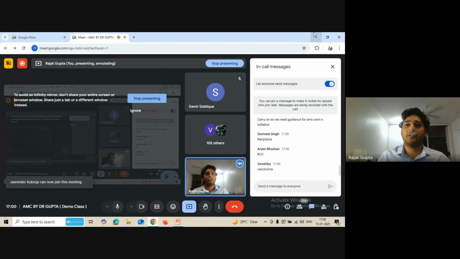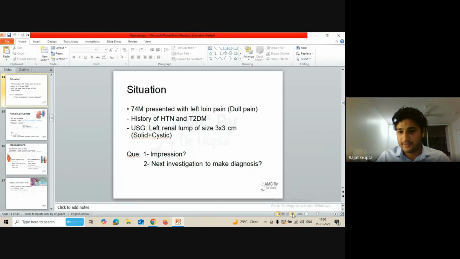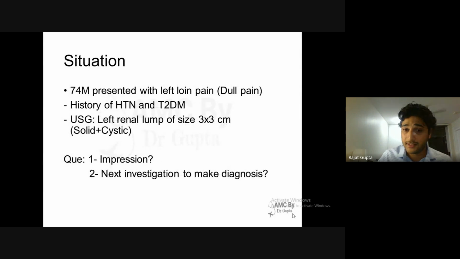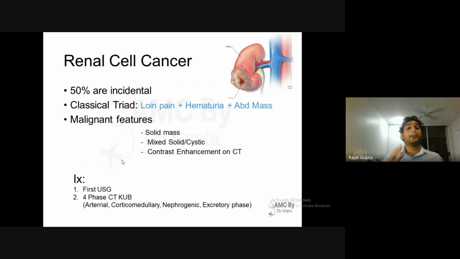Great. Very good. So yes, this is a typical case of renal cell carcinoma, and the next investigation, as the patient has already had an ultrasound, will be a contrast CT. In this case, there is a quadruple phase contrast CT. So let's just talk about renal cell carcinoma.